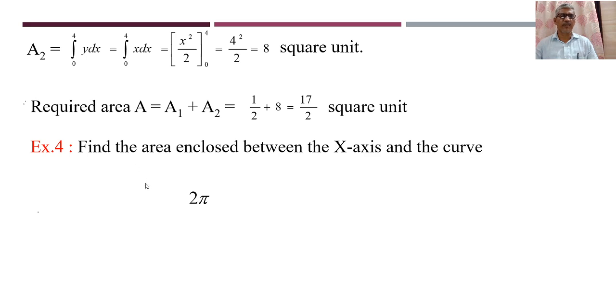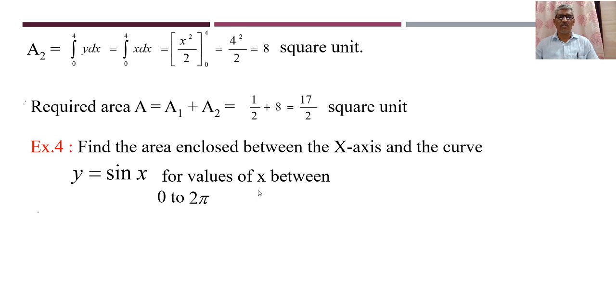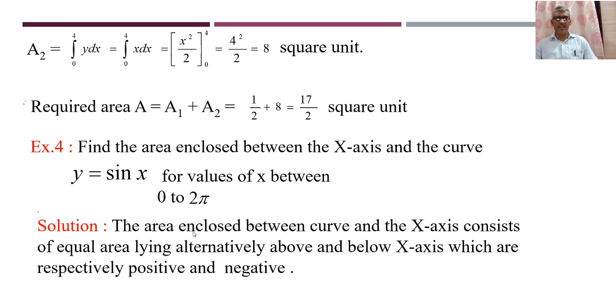Now the fourth problem: find the area enclosed between the x-axis and the curve y equal to sin x for values of x between 0 to 2 pi. See here, the area enclosed between the curve and the x-axis consists of equal areas lying alternately above and below the x-axis, which can be respectively positive and negative. Here the function is y equal to sin x. Then we draw the figure of the sine function like this.